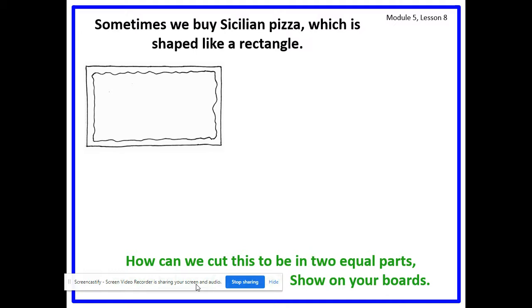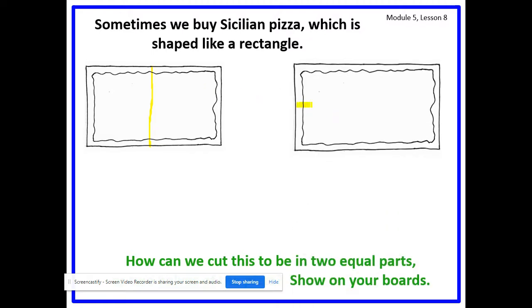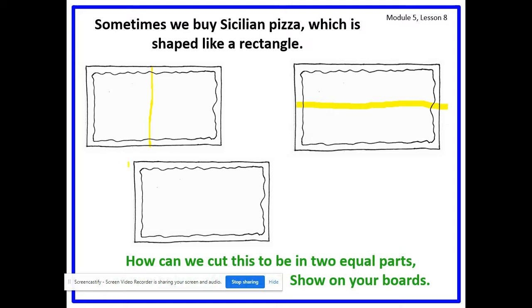Well, I know that we have more than one idea, definitely. So let's look. If you cut the pizza like this, you are right. Those are two equal parts. It's cut in halves, two halves, right? If you also cut the pizza like this, you're also correct, because like that, it's cut in two halves. If you cut the pizza like this, and this is also correct, because both sides are still the same size and shape. So way to go, scholars, in helping me find out how to cut the pizza in two halves.